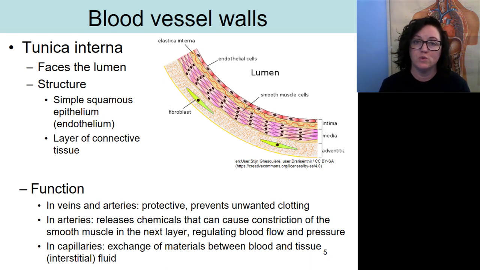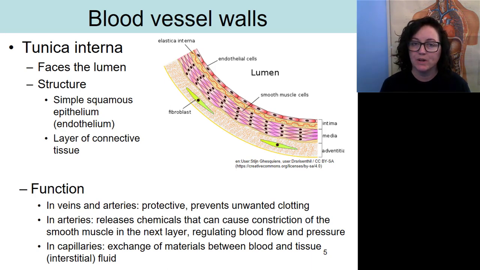In terms of the function of the Tunica Interna, as I mentioned already, it helps to prevent unwanted clotting, right? So it's protective in nature. When we look specifically at arteries, we see that the Tunica Interna of the arteries can release chemicals that will help to regulate the constriction and dilation of the arteries, and this can regulate blood flow through the arteries, and ultimately this means that it can change how much blood is being delivered to the tissues being fed by that particular artery. We'll look at this in more detail later.